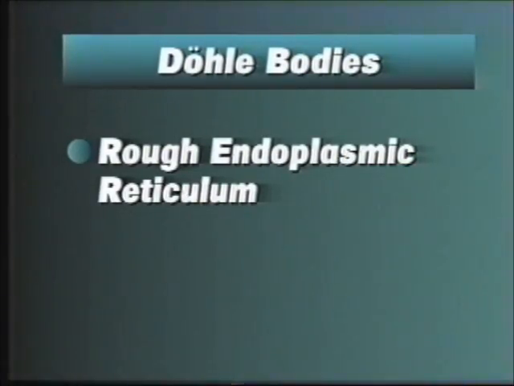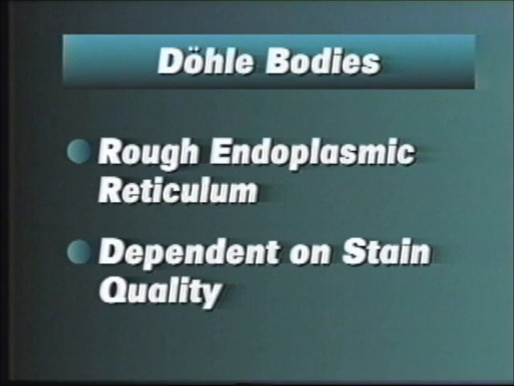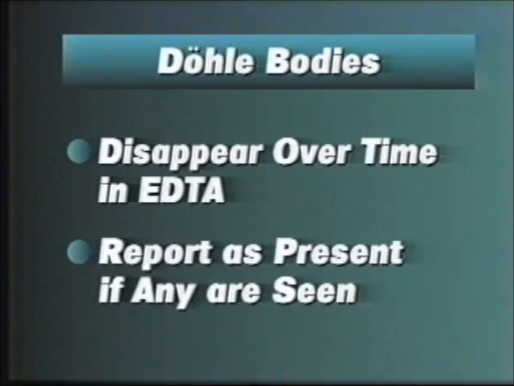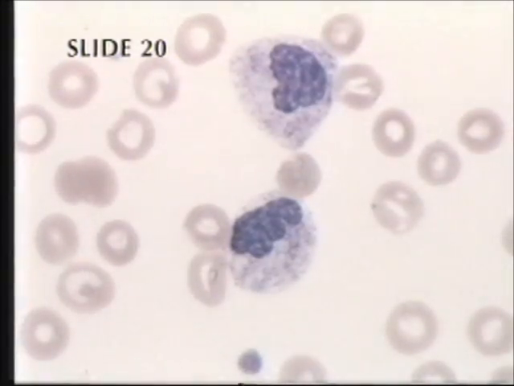Döhle bodies are aggregates of rough endoplasmic reticulum that appear as blue spots in the cytoplasm of the neutrophils. Detection of Döhle bodies is very dependent on the quality of your stain, and Döhle bodies are sensitive to EDTA and may disappear over time. So if you're working with older samples, you may not see them frequently. Döhle bodies should be reported as present if any are seen. Both of these cells have toxic granulation, and one has a Döhle body right here. It is not uncommon to find multiple toxic changes in a single cell.